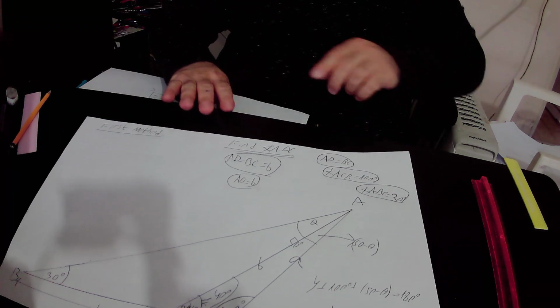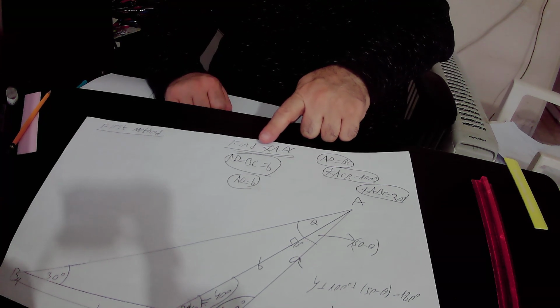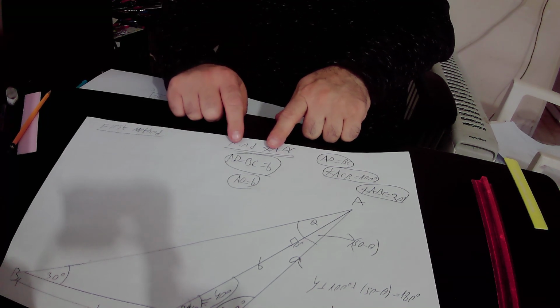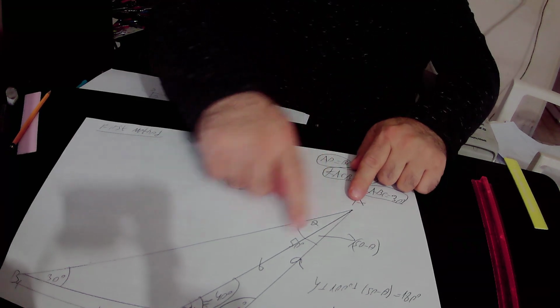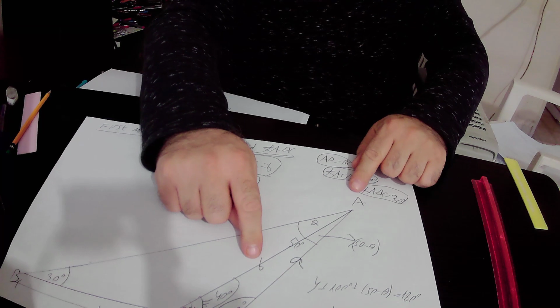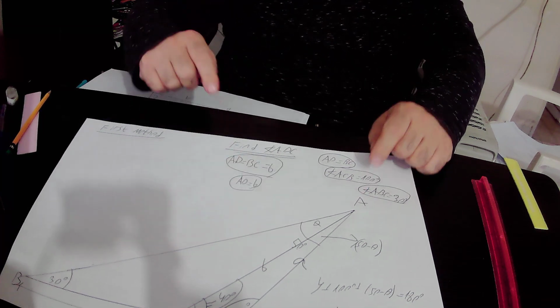According to what is given in the question, AD equals BC. But according to our definition, BC equals B units. So from this equation, AD equals BC equals B, we derive that AD also equals B. So we write down that AD equals B.